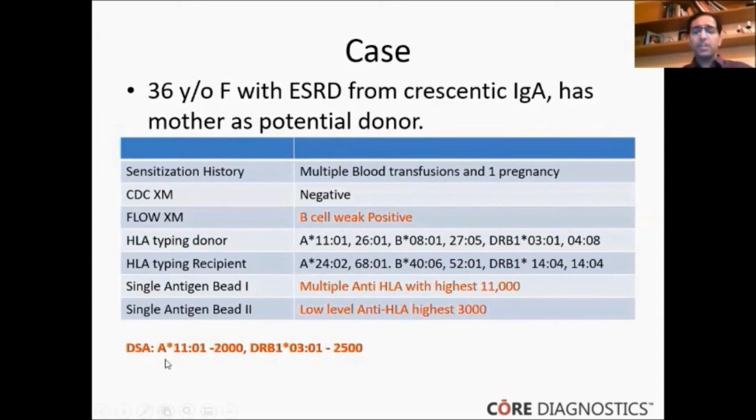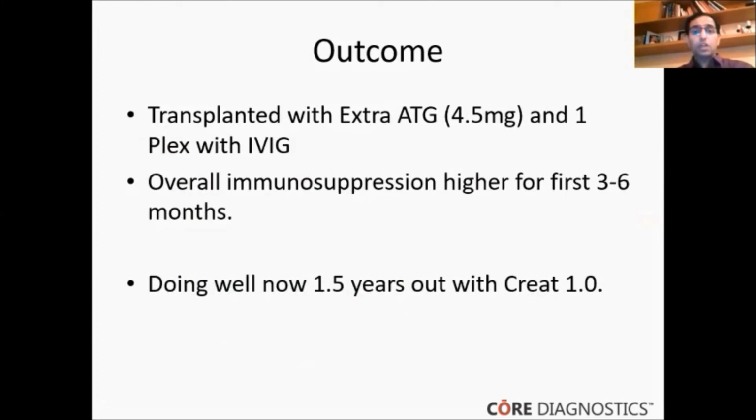We look at the donor typing. There are 2 antibodies against the donor, 2,000 against 1101 and 2,500 against DRB03. So even though her overall anti-HLA profile is much higher, she is currently lucky because of the 3/6 match that she has, so the antibody titers against the donor are lower. What we ended up doing is transplanting with ATG 4.5 milligrams, 1 plex and IVIG, and her overall immunosuppression was kept higher for about the first 3 to 6 months. She's doing well now at 1.5 years with a creatinine of about 1.